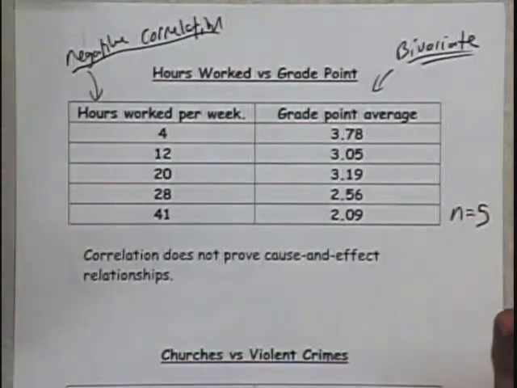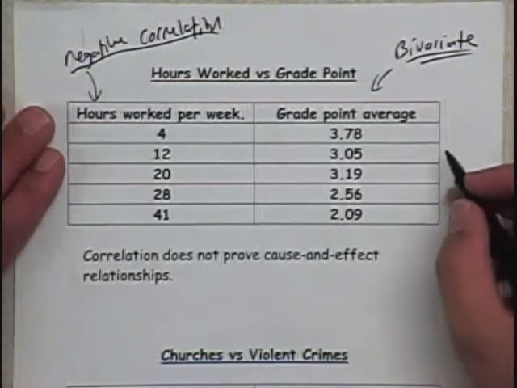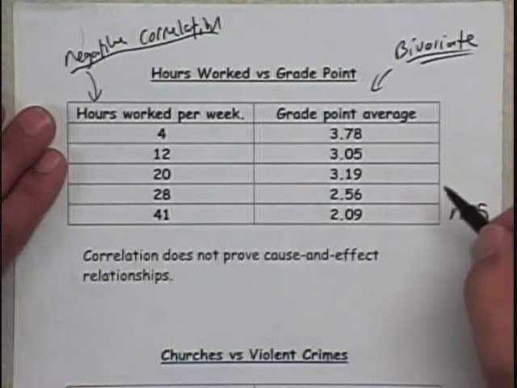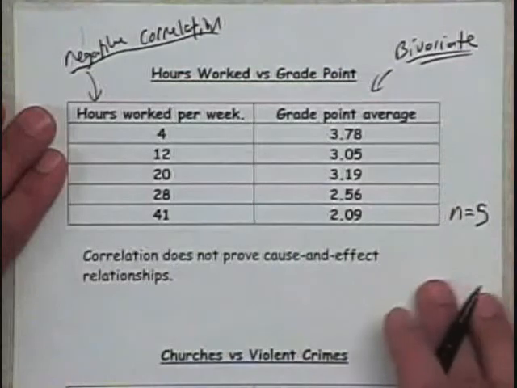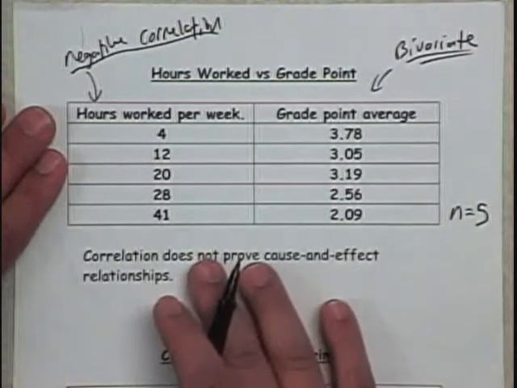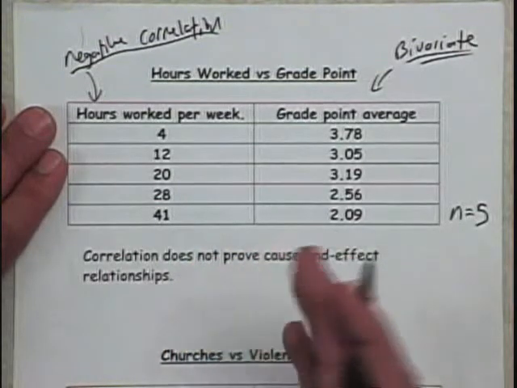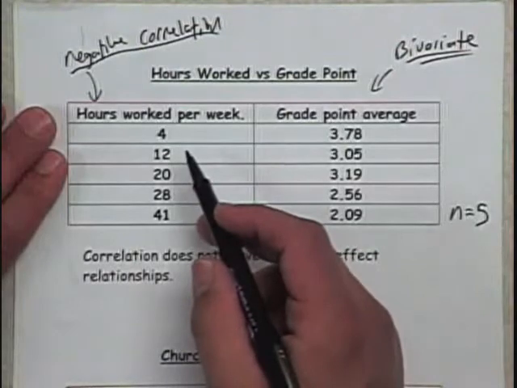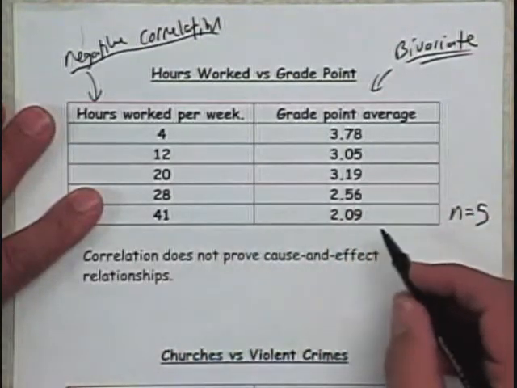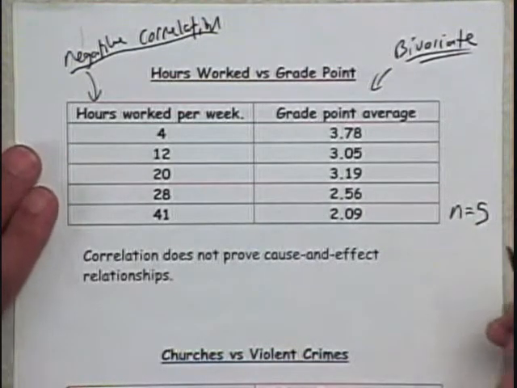Okay? Now that may or may not be the case, but it's important to realize that a correlation study does not prove a cause and effect relationship. You're just observing the values of the variable to see if a relationship exists, but you don't know if that relationship is a cause and effect relationship. Okay? So it could be true that as the number of hours increases, the grade point average goes down. But the correlation study does not prove that.